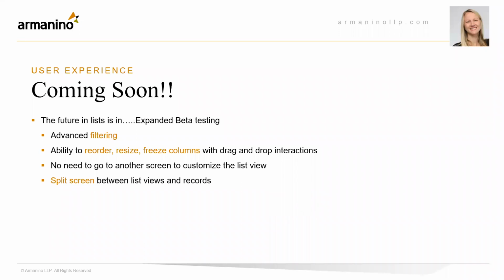You won't need to go to another screen to customize your list view, so you can do it all within that one view. And then you can also do split screen between the list views and the records. It's a huge change, I think, for a lot of the screens. It's probably why it's in beta testing for a little bit longer, but hopefully this will be released next quarter. I don't know. We'll see. Cool. This will be awesome.